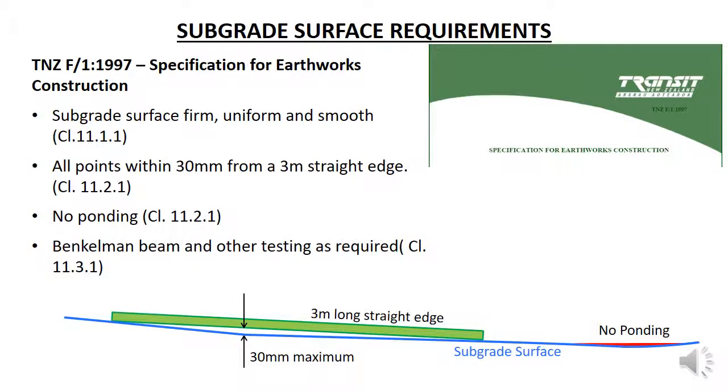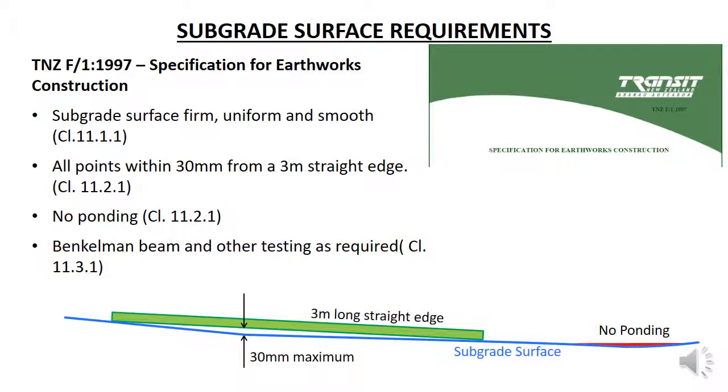Section 11 of TNZ-F1 provides the requirements for the subgrade surface shape, including the subgrade surface shall be firm, uniform and smooth. All points shall be within 30 millimeters from a 3 meter straight edge. This means if you lay a 3 meter long beam across the road, there will not be any points that vary by more than 30 millimeters, as shown in the diagram below. There should not be any ponding on the subgrade surface, which means no depressions. Ponded water can soak into the subgrade over time and weaken the soil.